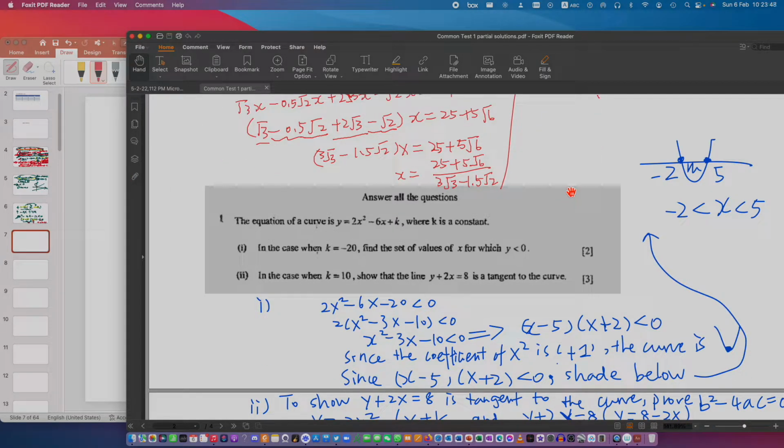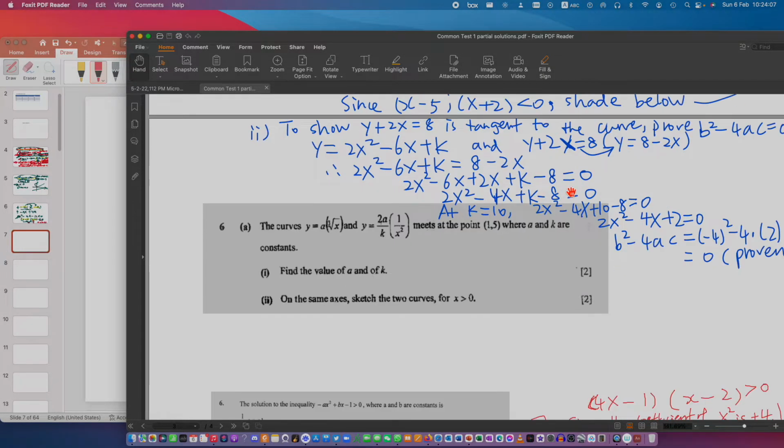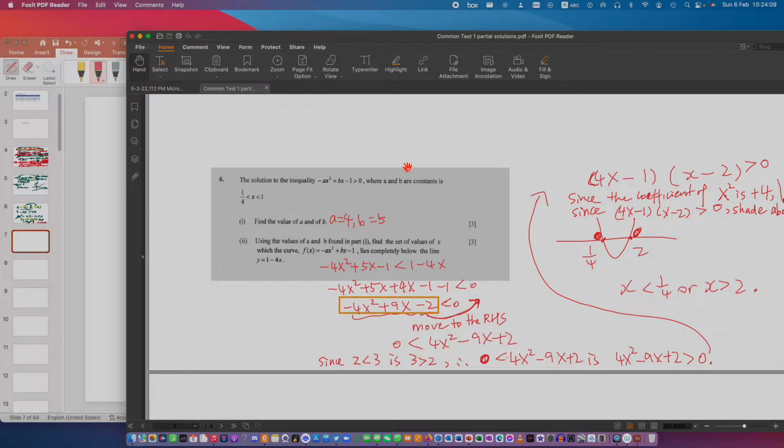So this is the equation, right? In terms of x, then now they ask you to find k, right? Oh no, over here they are not asking you to find the k. They will give you k. So nothing to do with discriminant. In the case of this, show that it's a tangent. So nothing to do with this.